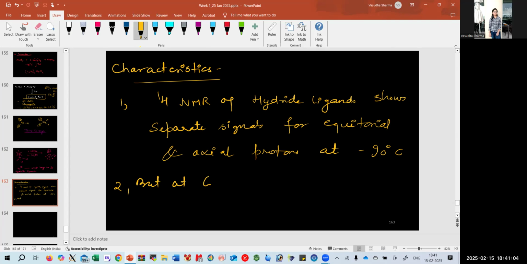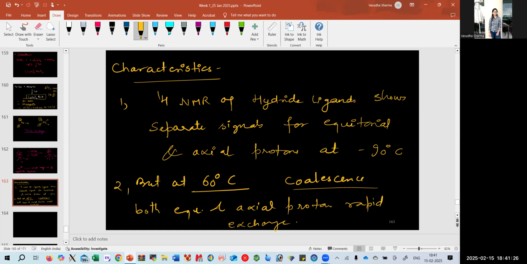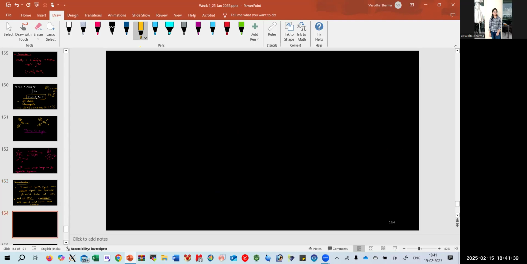but at 60 degrees, which is a little elevated temperature from the room temperature, pulsation occurs, meaning both equatorial and axial protons undergo rapid exchange. So the instrument takes an average environment and therefore it gives you one signal, and none of the equatorial or axial would be determined separately. So these are certain properties that you need to be careful about. Depending on the temperature, your spectrum is going to look different.